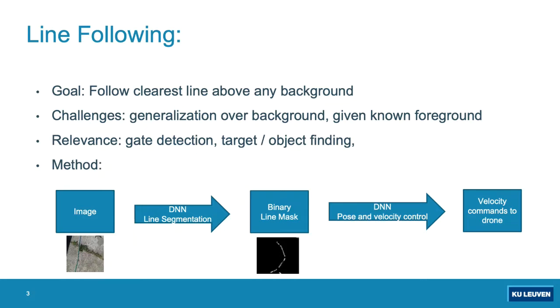We've been splitting this task into two parts. The first part is the line segmentation, where you go from an image to a binary mask, and the second task is doing the pose and velocity control based on this binary mask. The advantage of splitting it up is that you can train one task on simulated data or data sets, and the second part you can train more interactively and with various methods. So we disentangle them both.